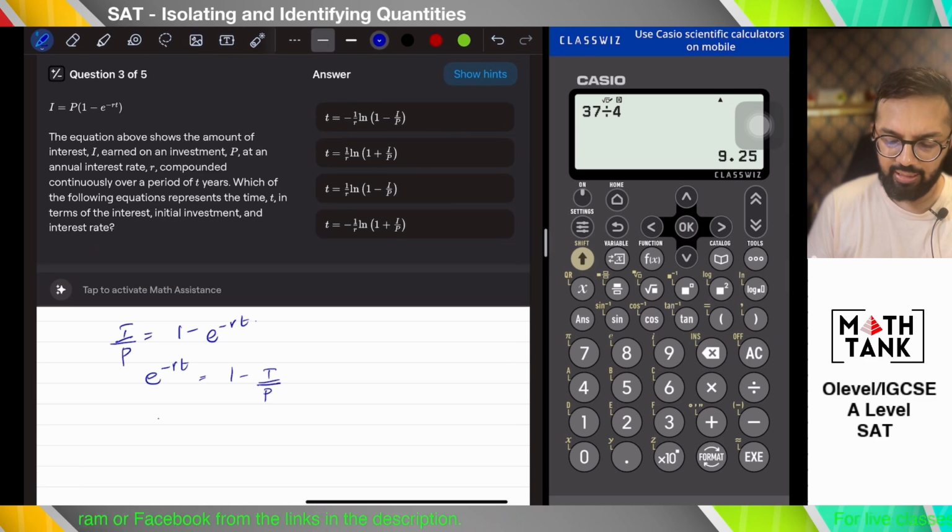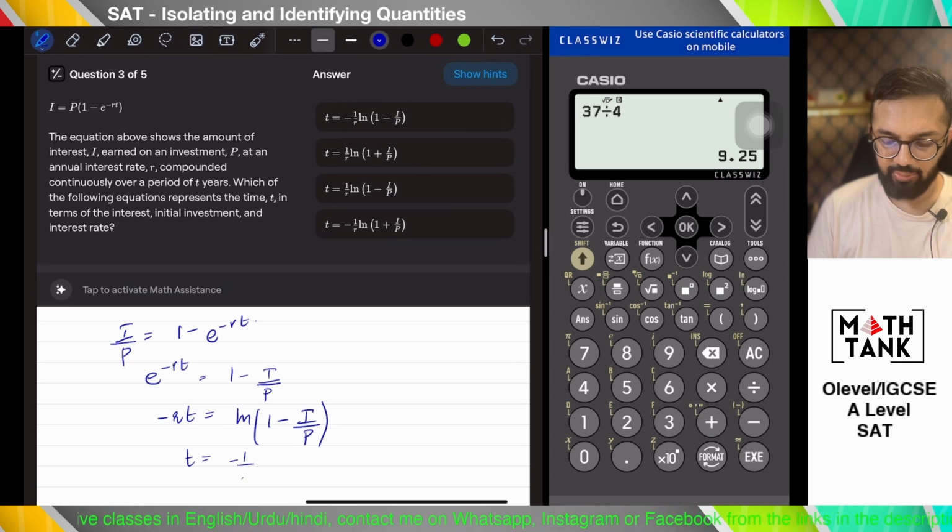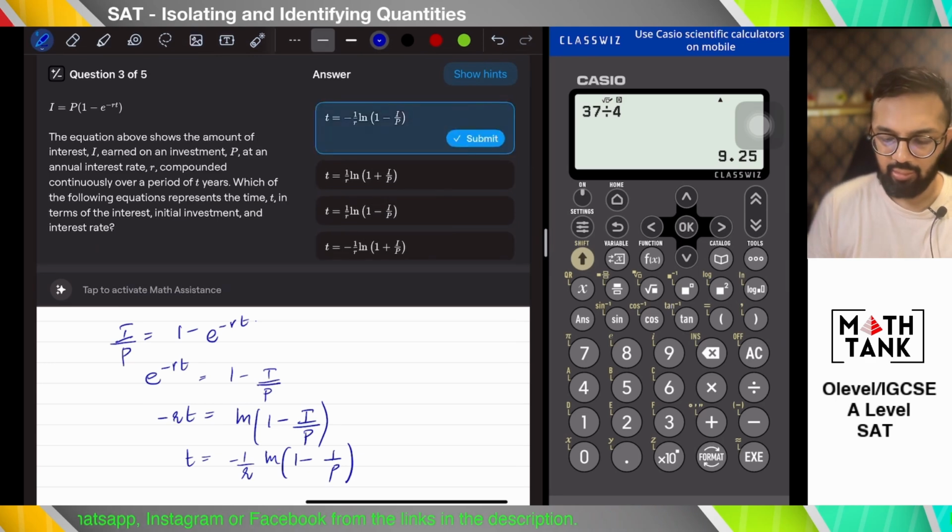I'll have to use an ln in order to reverse this exponential. That's not part of the SAT. Unless you know that, you should skip over this question. T is basically minus 1 over R ln I over P.